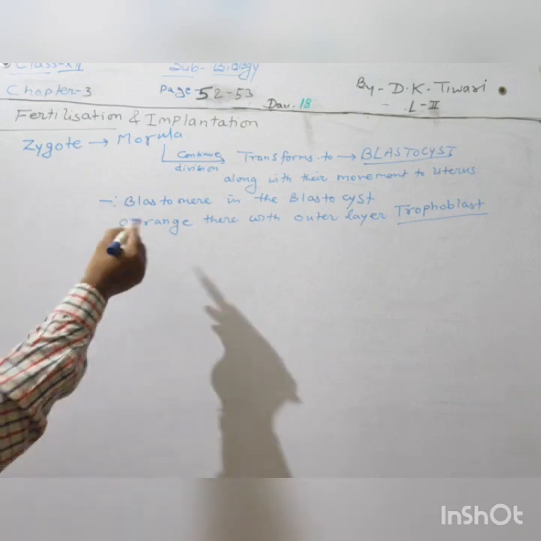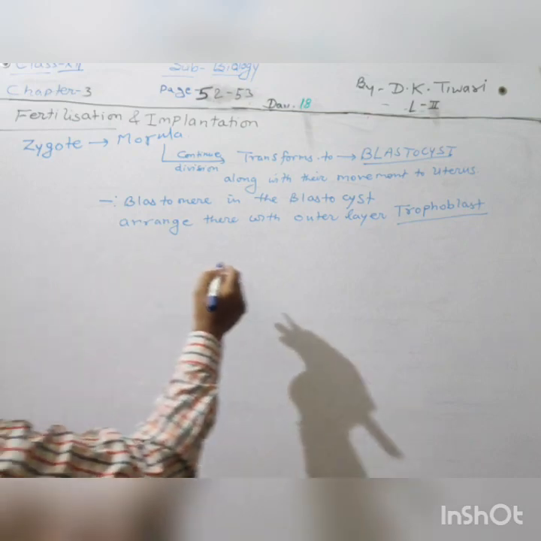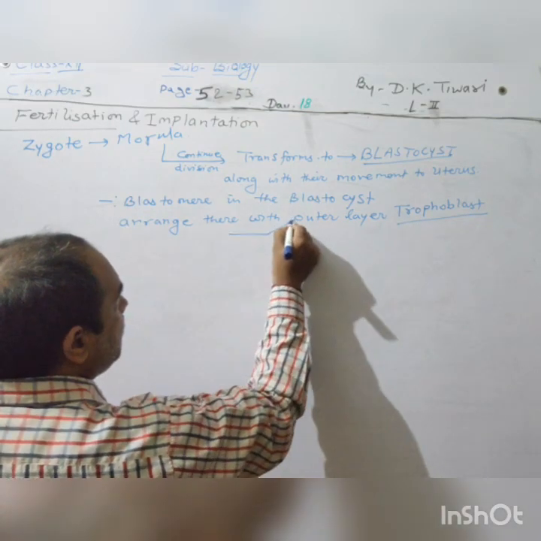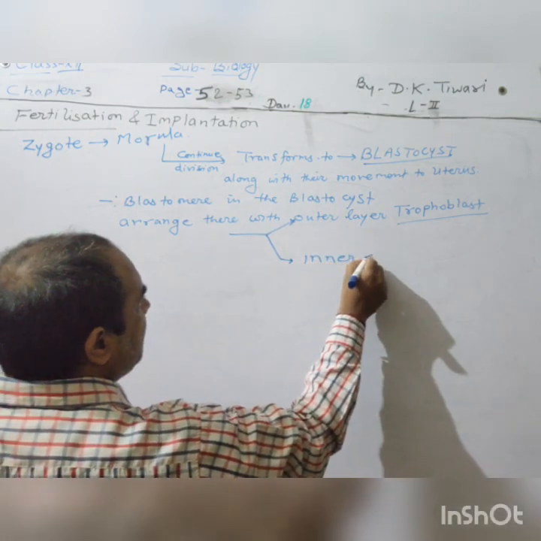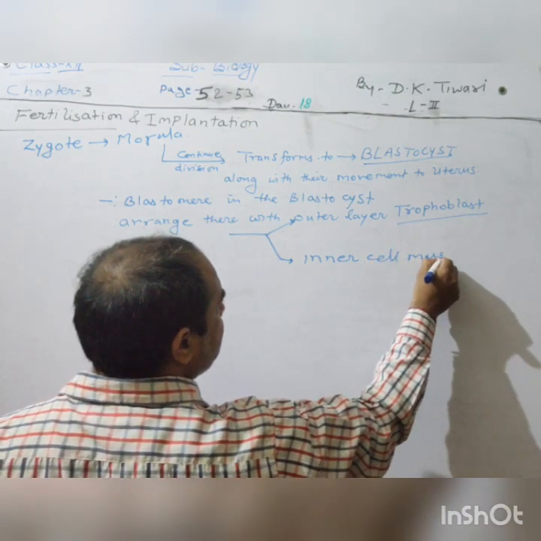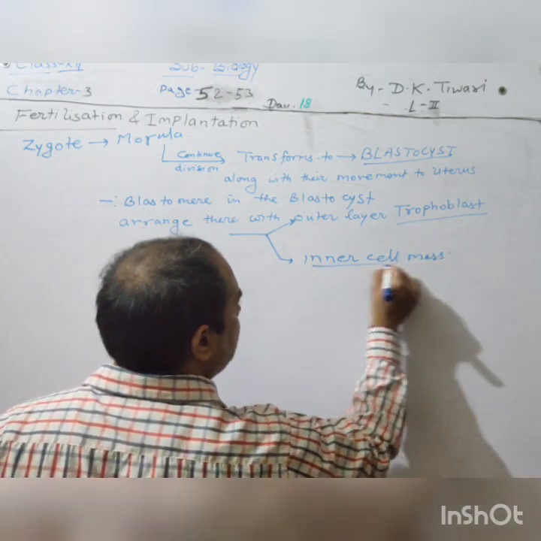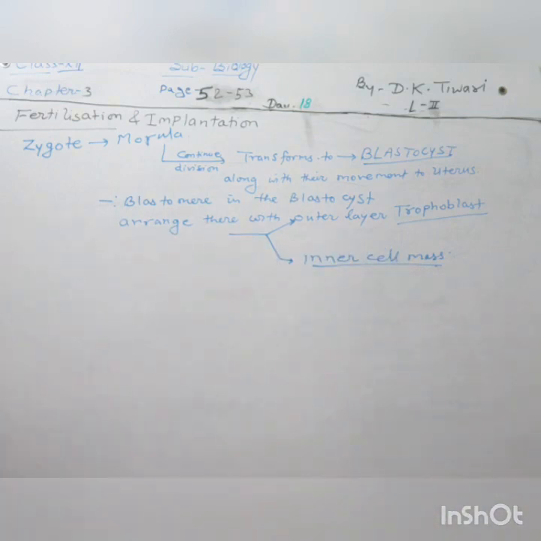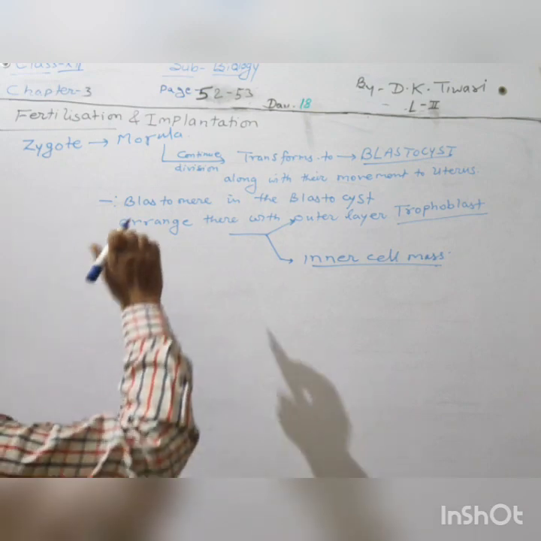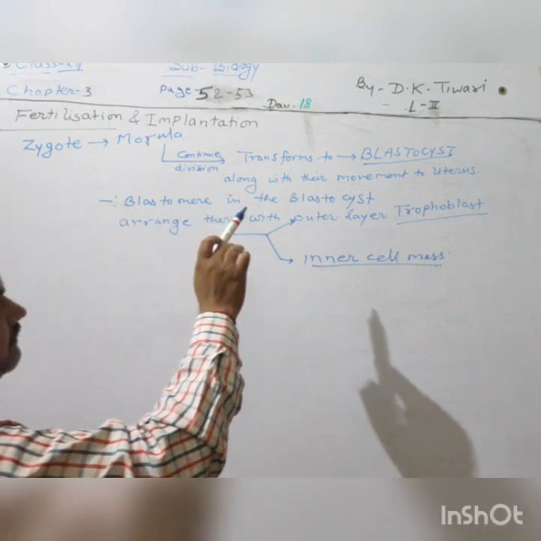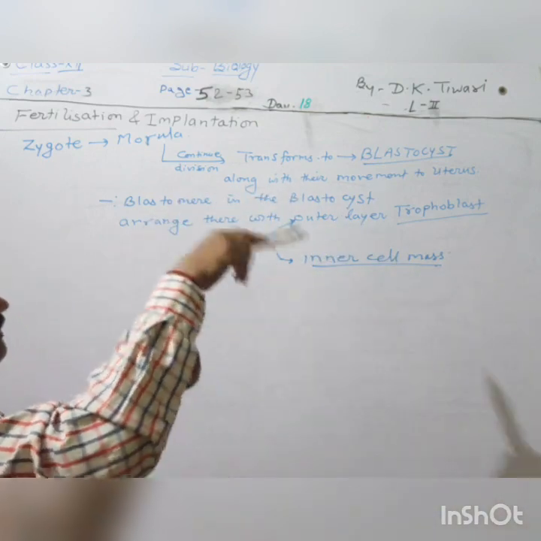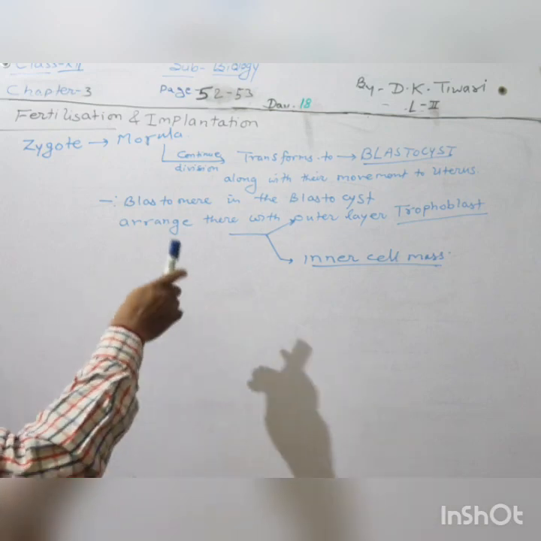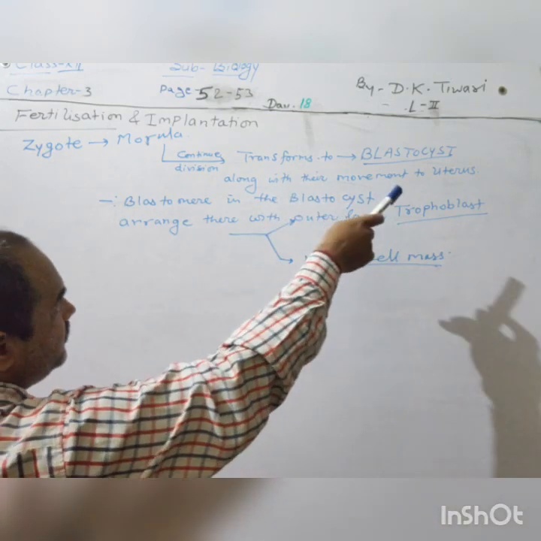Along with that, what will the arrangement of the cells be? The outer layer made is the trophoblast, and the inner cell mass is made. Two structures are made after the formation of the blastocyst. When the morula continued its division, it transformed into the blastocyst, with an outer layer or membrane. Now the modification is going on, along with its movement to the uterus.